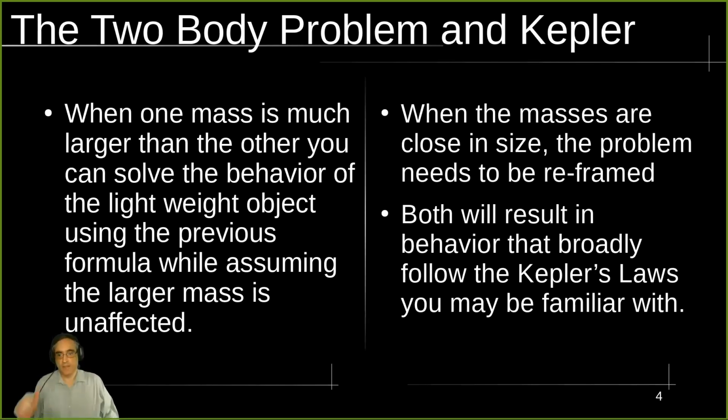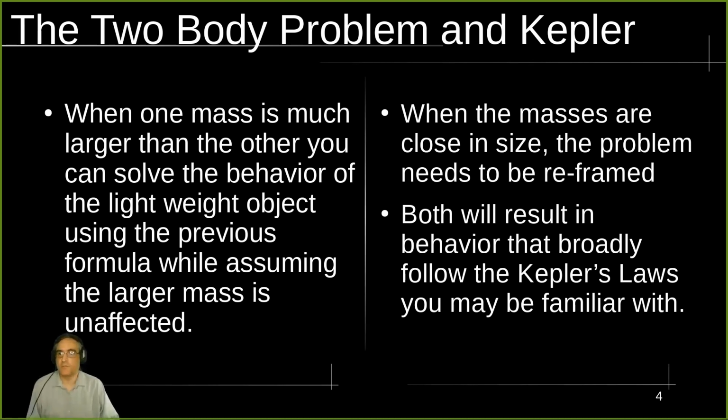All right. So you could actually do a one-body problem. When one mass is much larger than the other, you can solve the behavior of the lightweight object using the previous formula, just assuming that the larger mass is at the center of your coordinate system and never really moves anywhere. That's probably the easiest case to solve. If you do that, it leads very naturally to Kepler's laws above.